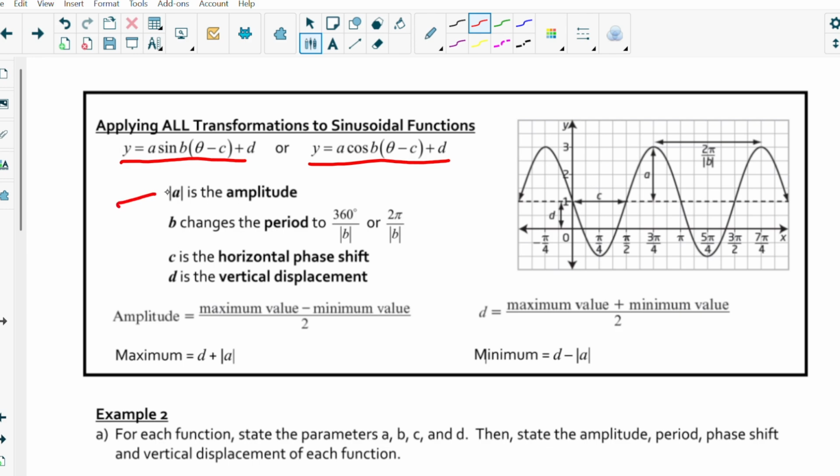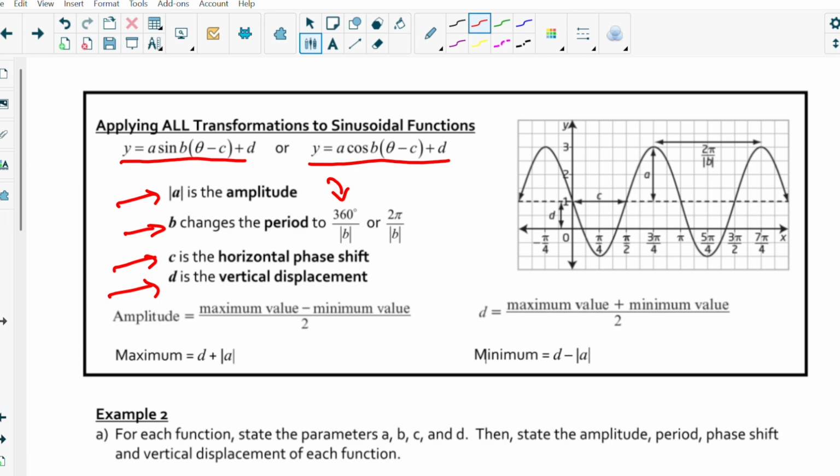The absolute value of a is the amplitude. B changes the period in our sinusoidal function by using the formula 360 degrees over b, because remember the standard sinusoidal function, y equals sine of x or y equals cosine of x, has a period of 360 degrees or 2 pi, but then that period changes by dividing by the absolute value of b. C is the horizontal phase shift. This is like your h value. And d is your vertical displacement, which is your up and down movement.